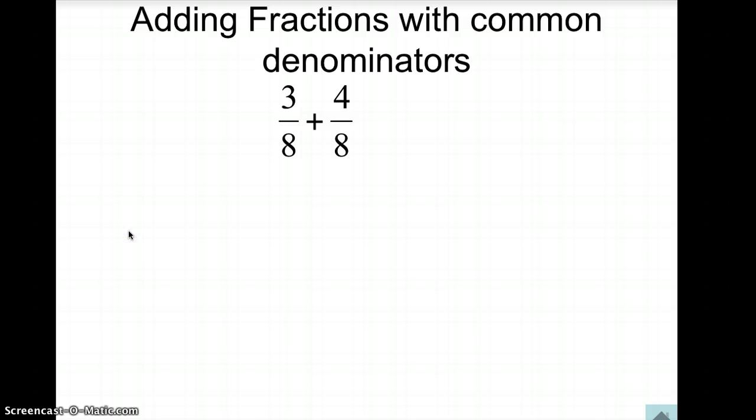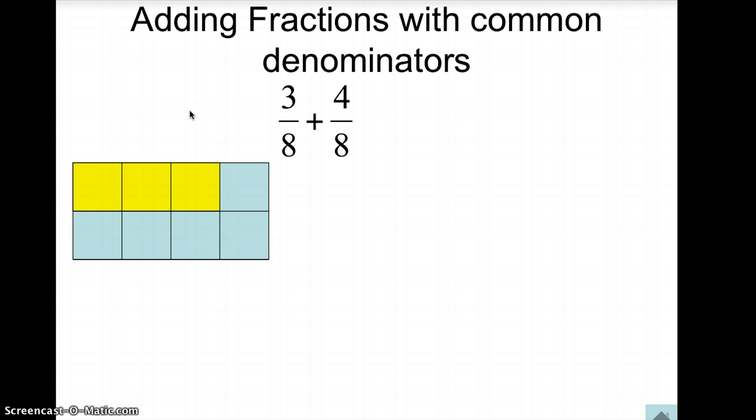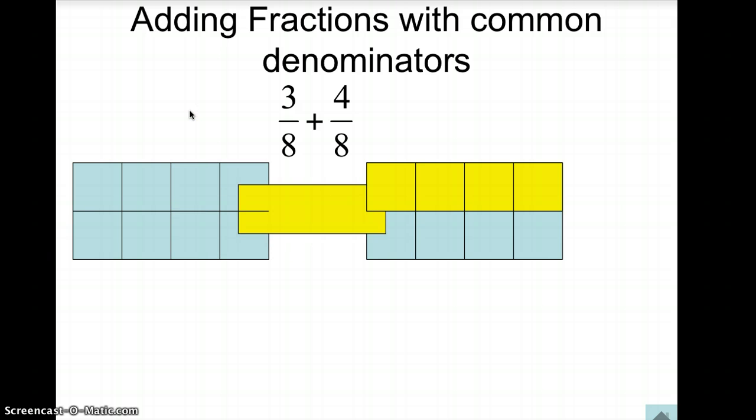So first, let's review adding fractions with common denominators. Remember, subtracting fractions with common denominators is the same, as long as your denominator is the same. Then you just add or subtract the numerators. So I've got 3/8 plus 4/8, and I put them together, and you get 7/8.